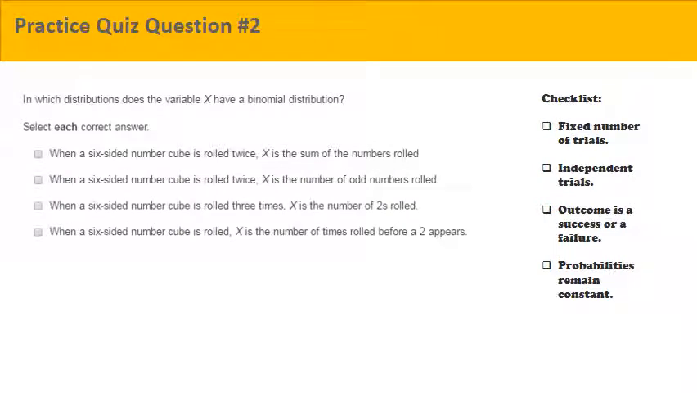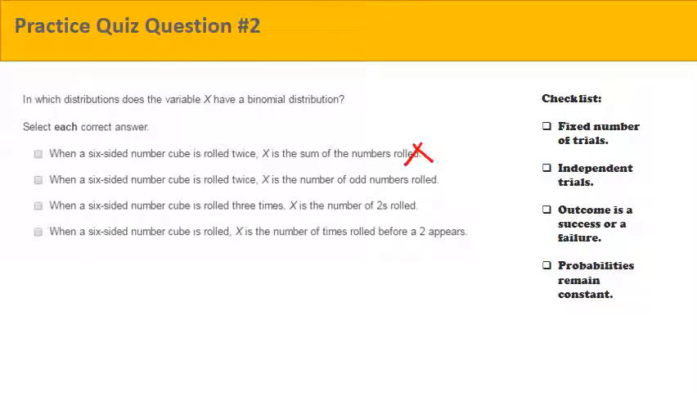All right, so practice question 2. In which distribution does the variable x have a binomial distribution? So let's look at the first one. When a 6-sided number cube is rolled twice, okay, so we have a fixed number of trials. X is the sum of the numbers rolled. So they are independent, they are fixed, and I probably don't need to check those off. We have the outcome is either success or failure. Well, it's just the sum. It's no success or failure. So that one's not it.